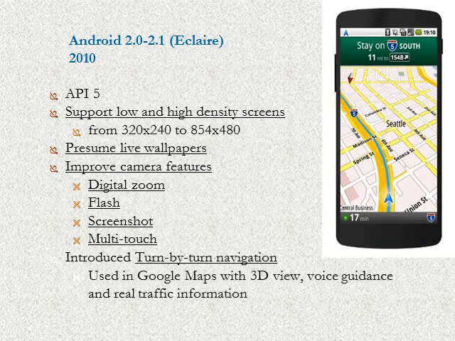Android 2.0, the Eclair version, was the first operating system that simultaneously supported low resolution as well as high density screens. The benefit of it was that different operating systems and applications were not needed if you have multiple applications. It provided support for live wallpapers, and the various features of the camera were improved there.